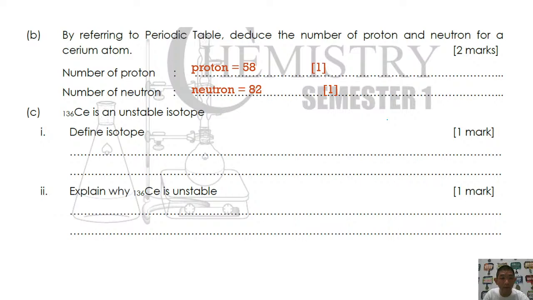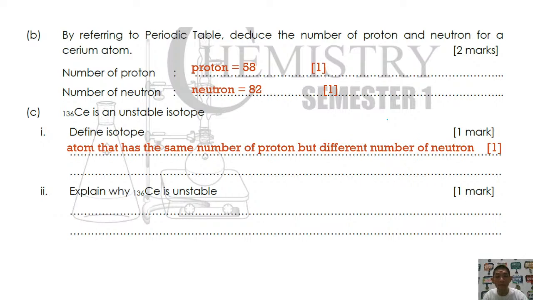C, cerium-236 is unstable. Define isotope, as already mentioned just now: atoms that have the same number of protons but different number of neutrons. And explain why cerium-236 is unstable: because of its short half-life, it disintegrates quickly. Okay, so more or less the same repeating questions inside here.